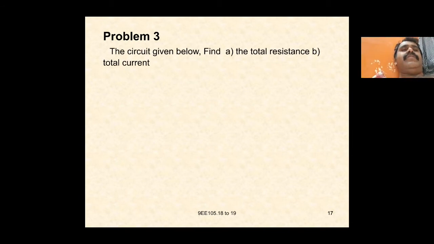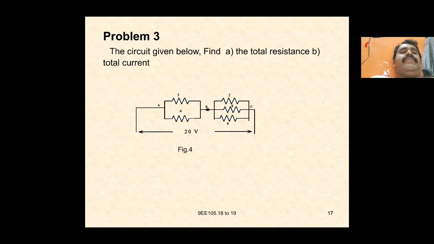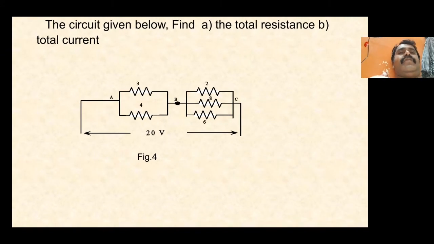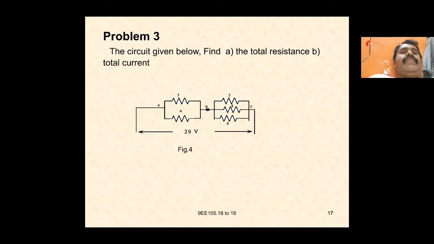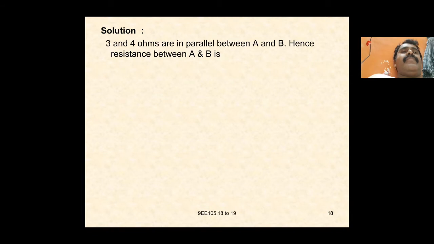Problem 3: for the circuit given below, find the total resistance and total current. The 3 and 4 ohm resistances are connected in parallel. This parallel combination is connected in series with the parallel combination of 2, 8 and 6 ohms. First we have to do the parallel combination of the 3 and 4, which are connected in parallel between A and B.